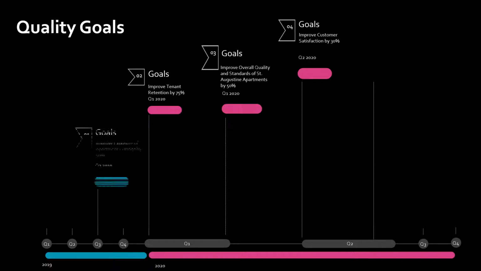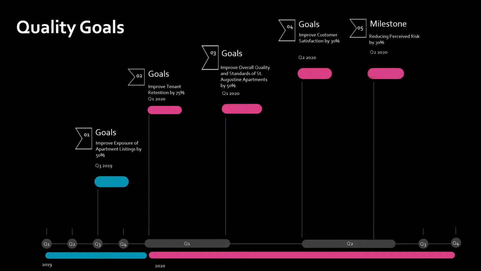This can be accomplished by improving exposure of apartment listings by 50% by September 12, 2020 and reducing perceived risk by providing risk assessment through tenant comments by 30% by August 1, 2020.